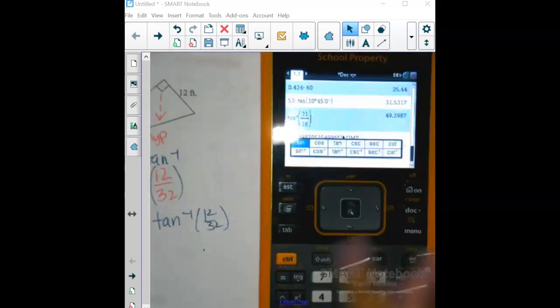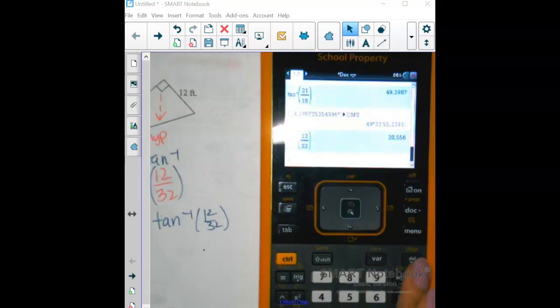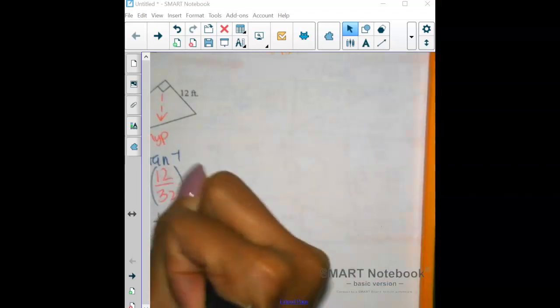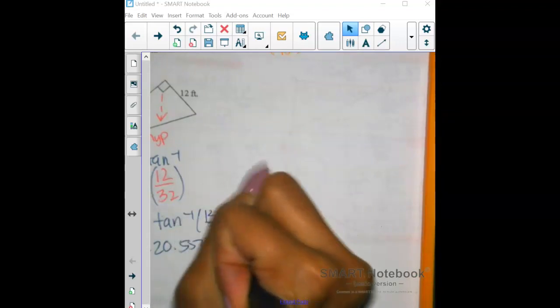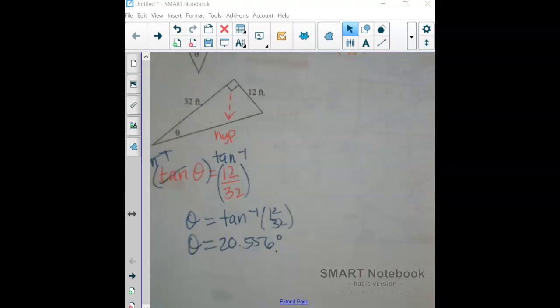In my calculator, we're going to go down to tangent inverse of 12 divided by 32, which is going to give me 20.556. So theta is equal to 20.556 degrees. Okay, well, the whole point of this wasn't just to get the decimal, but it was also to get the degrees, minutes, and seconds for the theta that I found.